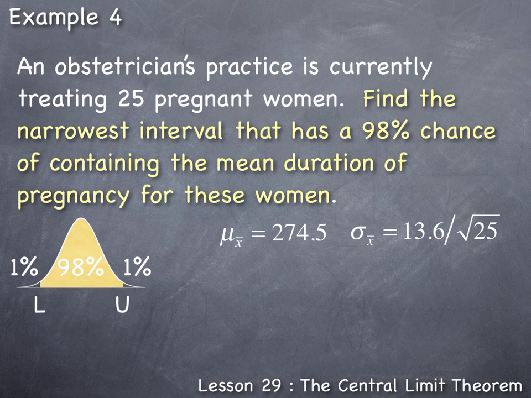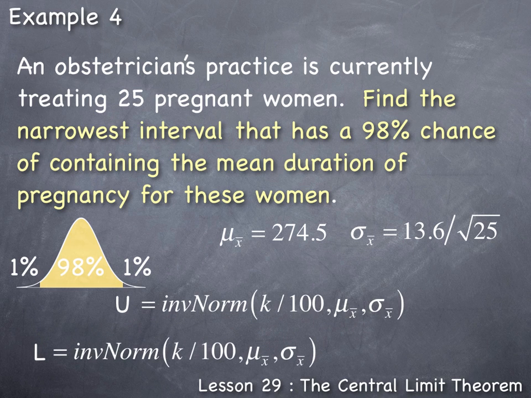Now, when we know the percentages, and we're trying to find the particular values, in this case L and U, we need to use the inverse norm command to find that. Now, an interval is made up of two values, L the lower limit and U the upper limit. Thus, we need to do the inverse norm command twice, once to find L and a second time to find U. So starting with L, there are three values that are input into the inverse norm command. The first, k over 100, where k represents the percentile. That is the percentage of the normal distribution that is less than the number we're trying to find. So L only has this lower 1% less than it. So it falls at the 1 percentile.